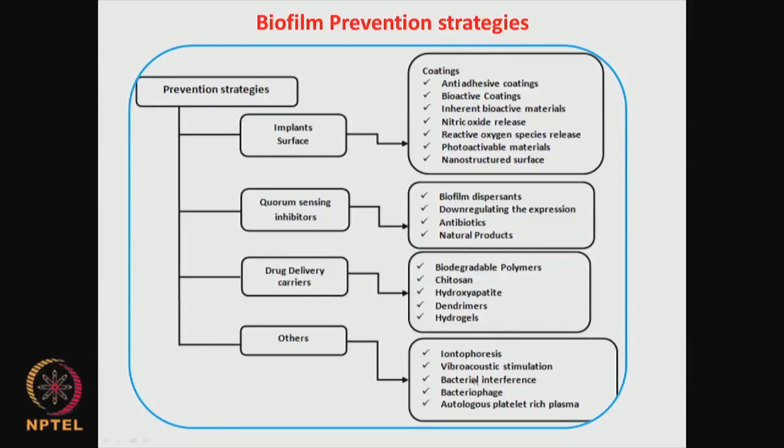And then there are others: iontophoresis, vibroacoustic stimulation, bacterial interference, bacteriophage, autologous platelet rich plasma. So, these are all different types of approaches that are being practiced. Some of them are in industry, that means in real life, and some of them are still in the research stage. Okay, we will look at some of these examples of biofilm preventing strategies.